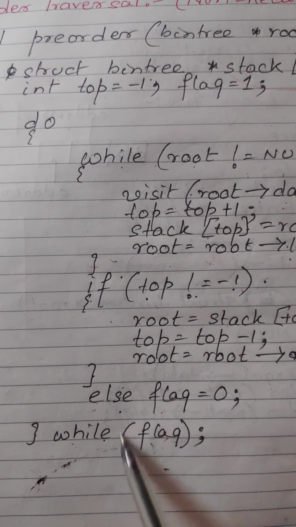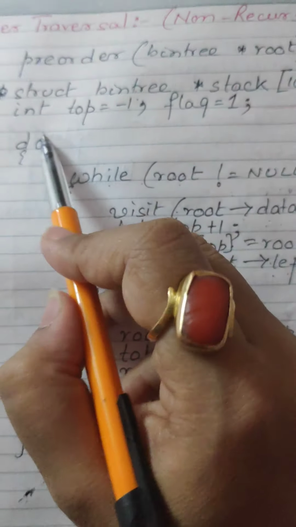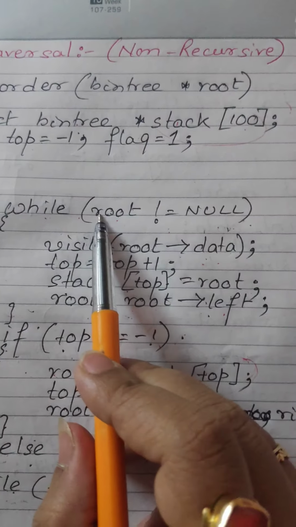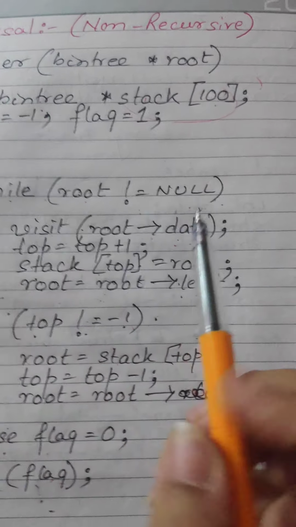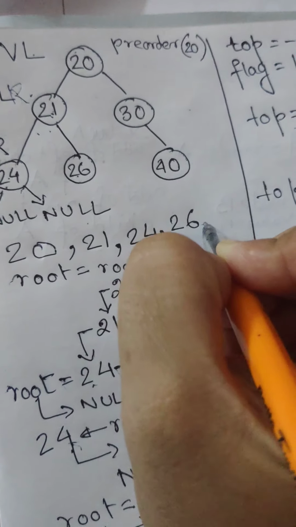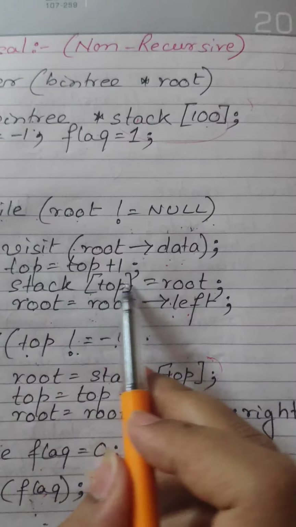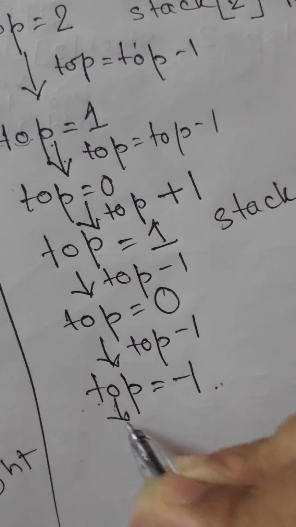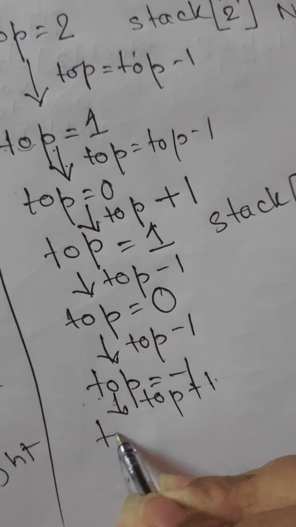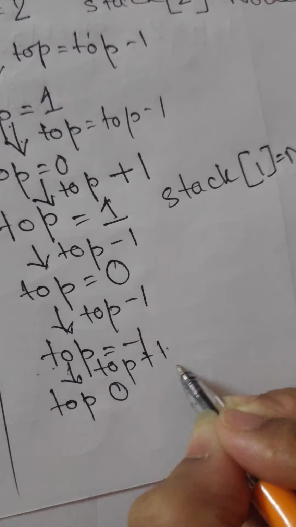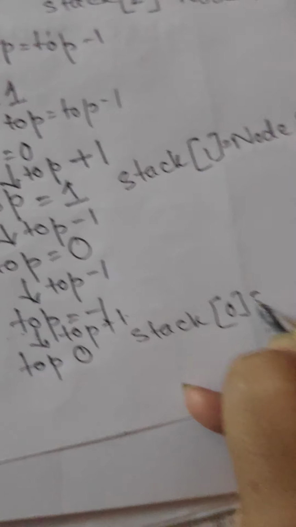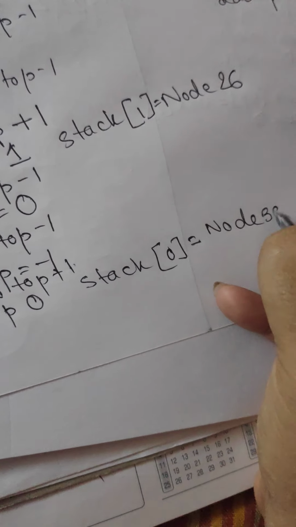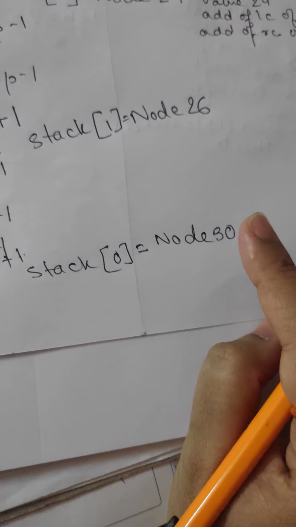While flag, the flag value is still 1, so you go back to while root is not equal to null. Now 30 is not null, so you enter and visit root data. So 30 will be printed. Top is equal to top plus 1. Now top has become -1, so when you say top plus 1, top becomes 0 and you store node 30. That means the value 30, the left child of 30, and the right child of 30.